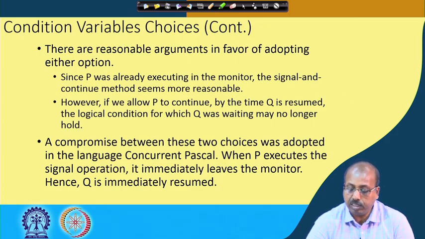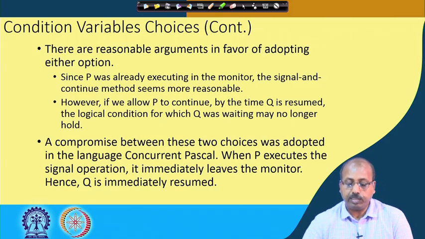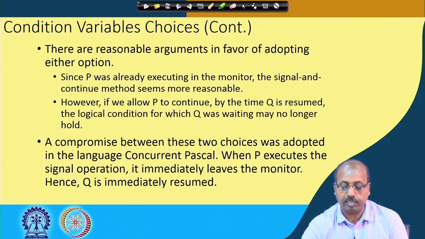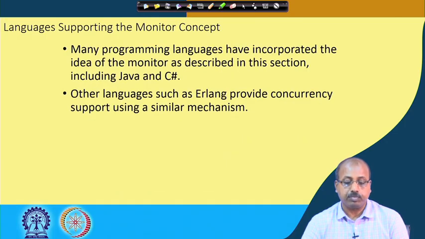A compromise between these two choices was adopted in the language called Concurrent Pascal. When P executes a signal operation, it immediately leaves the monitor, hence Q is immediately resumed. That is the other approach adopted in Concurrent Pascal. Whenever P executes the signal operation, it immediately leaves the monitor, so Q is immediately resumed. Whenever the process P signals, it goes out of the monitor boundary, and process Q continues.